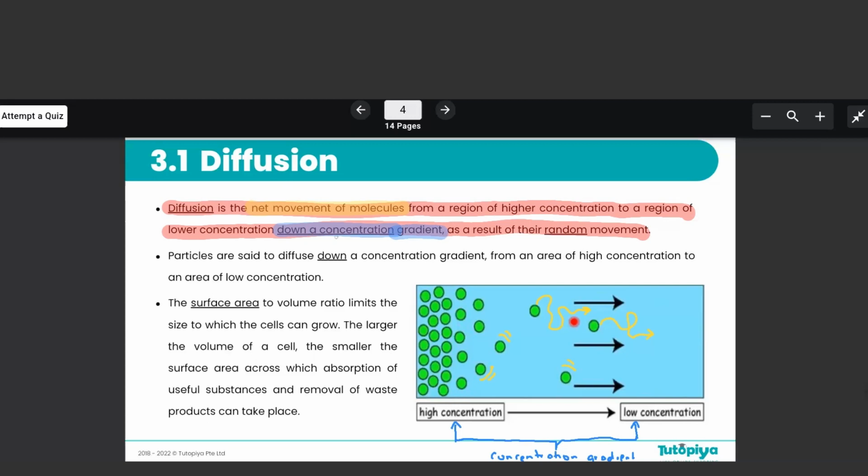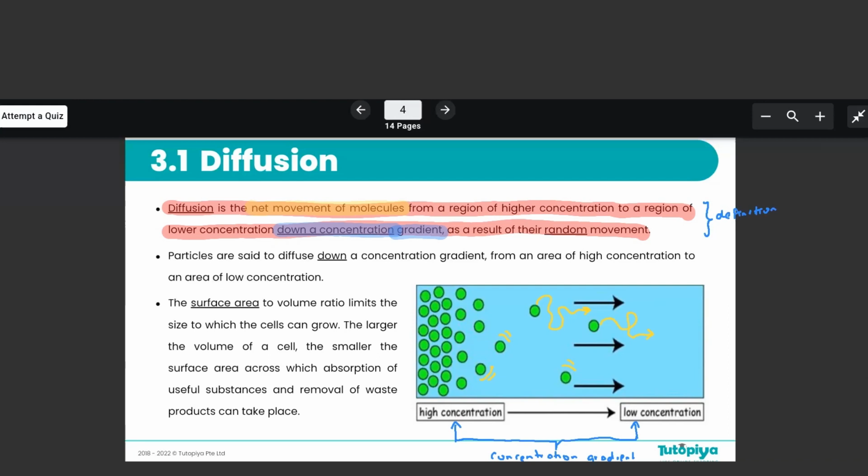So these key terms are very important. It is the net movement of molecules from the region of higher concentration to the region of lower concentration down a concentration gradient as a result of their random movement. So this is the definition that you need to write if you are asked for it at the exam. This is the definition of diffusion. All right. Now, so this is what diffusion is all about.